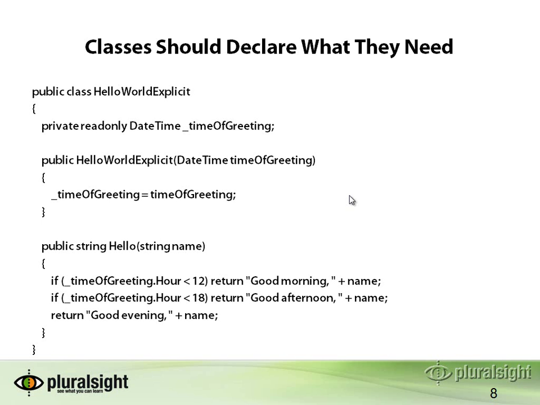But then when we were writing our tests, we could use whatever implementation of that we wanted. And we could have an afternoon iCalendar that always returned 2 p.m., for example. And we could use that in our tests to verify that we received good afternoon whenever we passed in the afternoon calendar implementation.